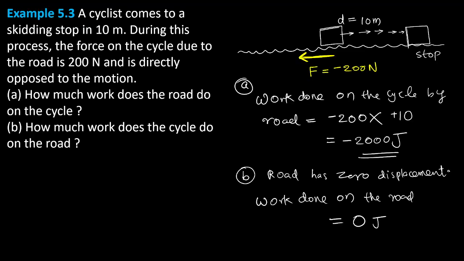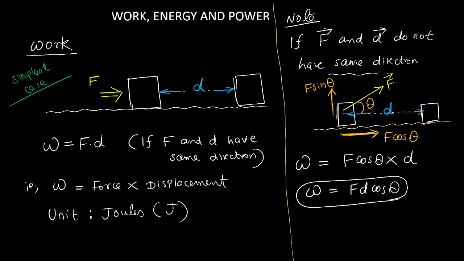Okay, so the work is clear. Force into displacement you have understood. If theta is there, the formula will be F d cos theta. There is no question for that. So now let me introduce energy. Work is actually converting my energy. I am pushing the body, which means I am utilizing my energy. So work is another form of energy. Understood.